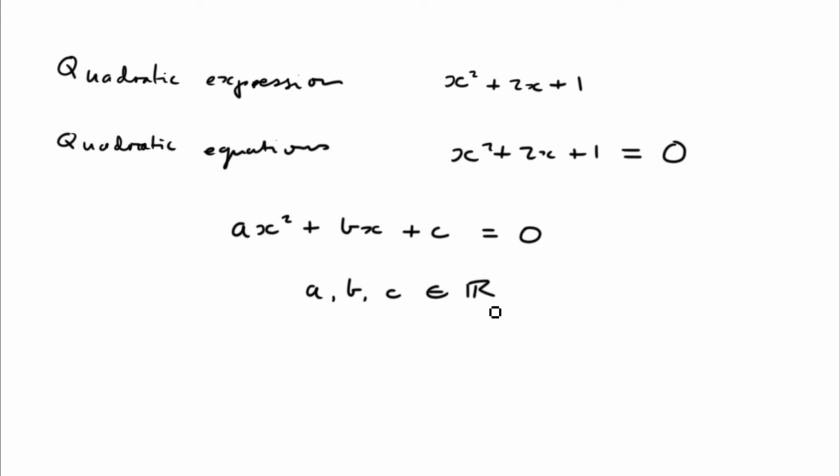They all live inside this set R with the extra line, which means all real numbers. And we also need that a is not 0. If a was 0, we wouldn't have a quadratic equation. The first way we're going to look at solving quadratic equations is by factorising.